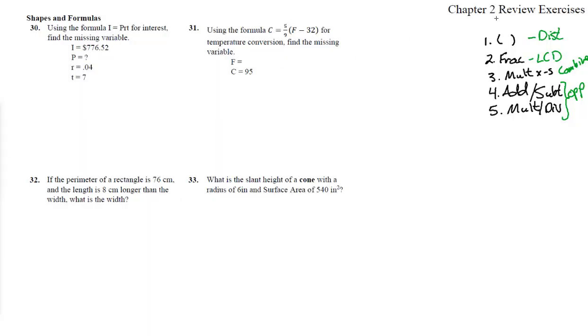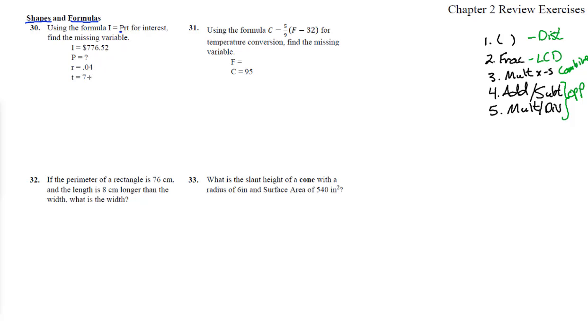Here we are in Chapter 2, Review Exercises, numbers 30 through 33, with the shapes and formulas. The shapes are in your textbook. On the test, they'll be given to you. Using the formula, I equals PRT for interest. So this is just a simple interest formula. Find the missing variable. In this case, we're looking for P.